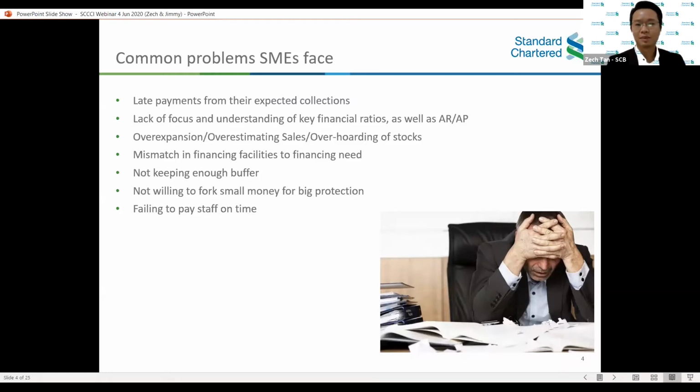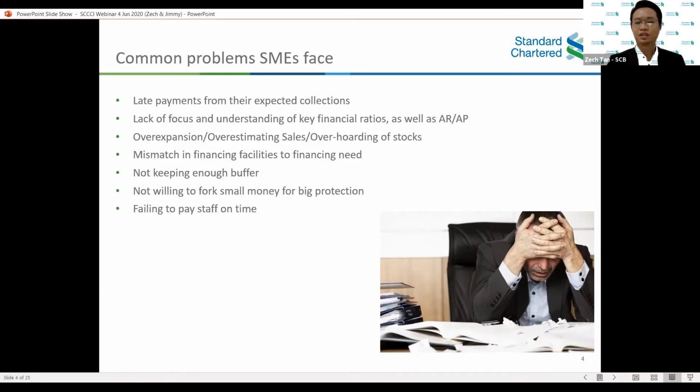Of course, SMEs tend to take advantage of times of low pricing to stock up, right? But depending on the kind of goods that you are stocking up, overhoarding is a bad thing. To buy too much of a fat item is definitely a bad thing, because then you will have problems disposing.